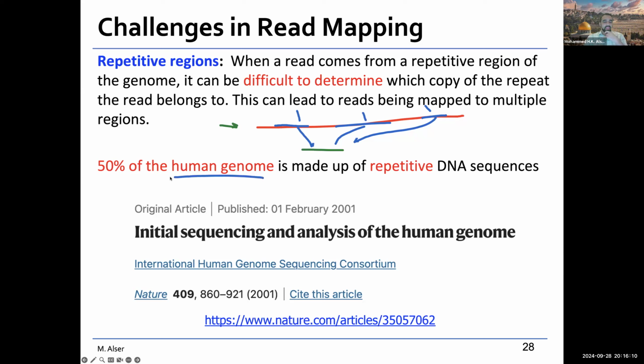وبالنسبة للإنسان، 50% من الريفرنس جينوم تبعه هو عبارة عن تكرار. 50%، نسبة ضخمة جدا. 50% of the human genome is made up of repetitive DNA sequences. وبالتالي نص الريفرنس جينوم هو عبارة عن فقط تكرار. تمام.